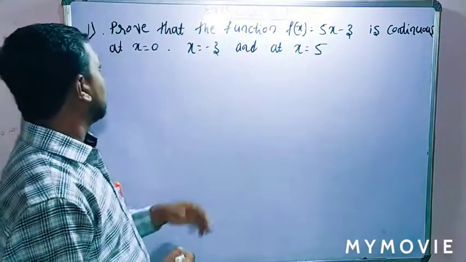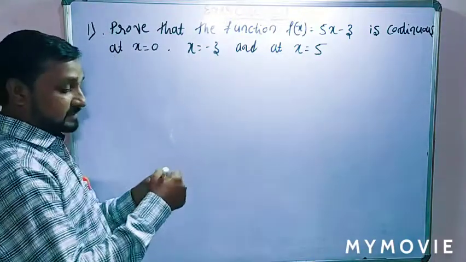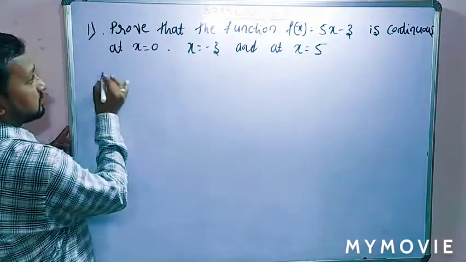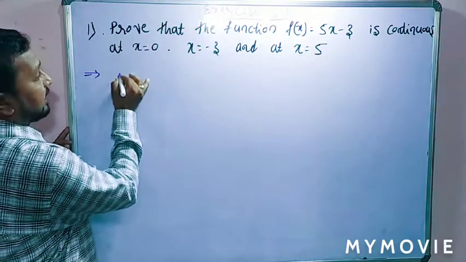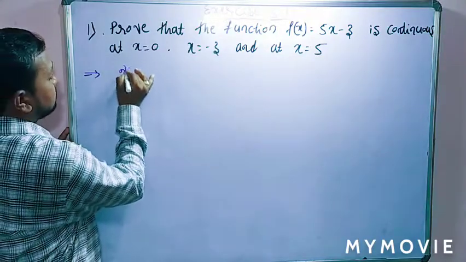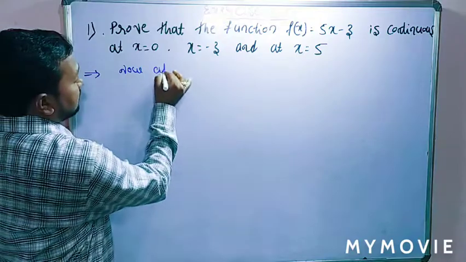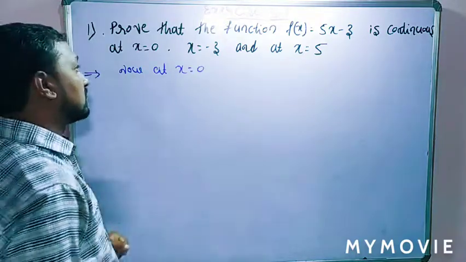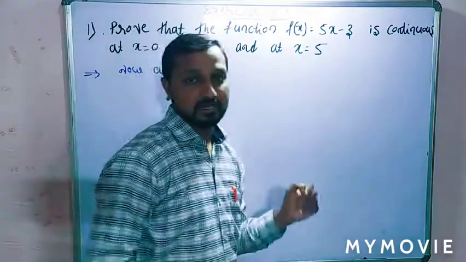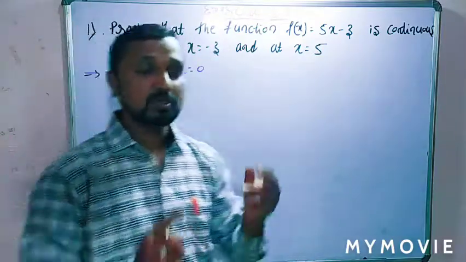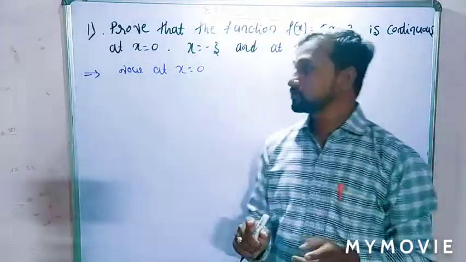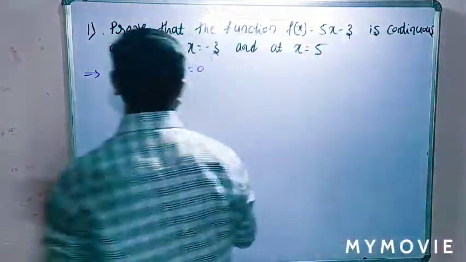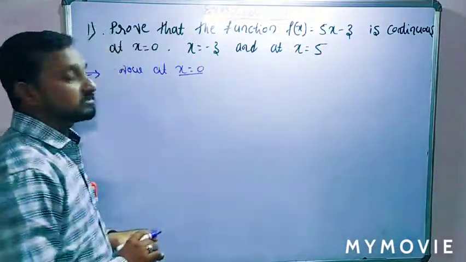So I can solve. It is a very easy example, students. First I solve at x equal to 0. At x equal to 0, what is the definition? If the limit function is equal to the constant function, then the function should be continuous at this particular point x equal to 0.